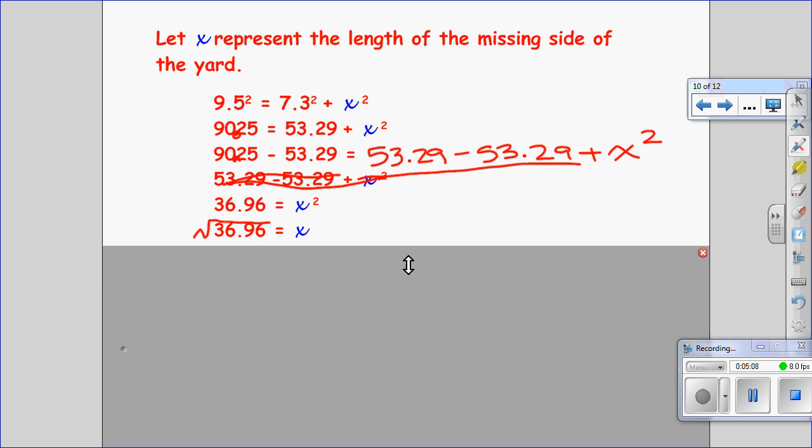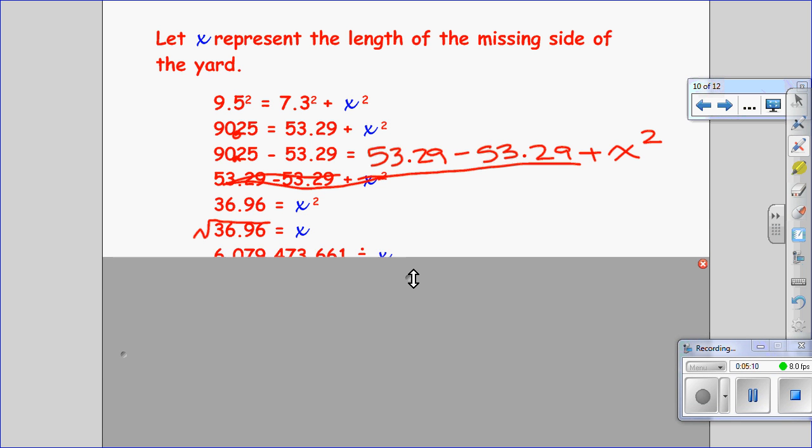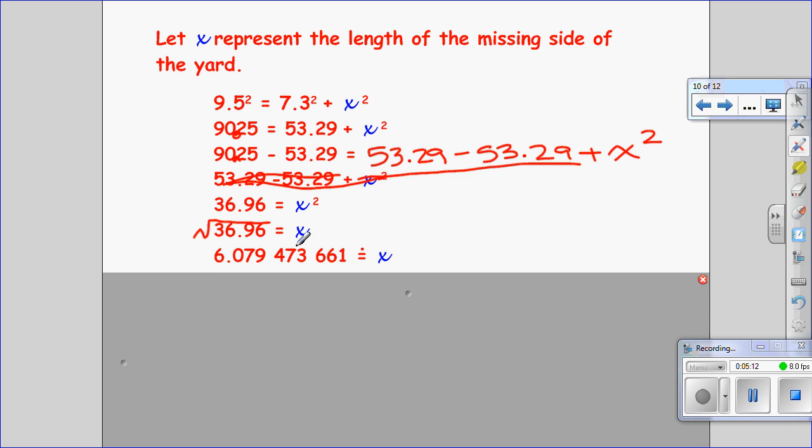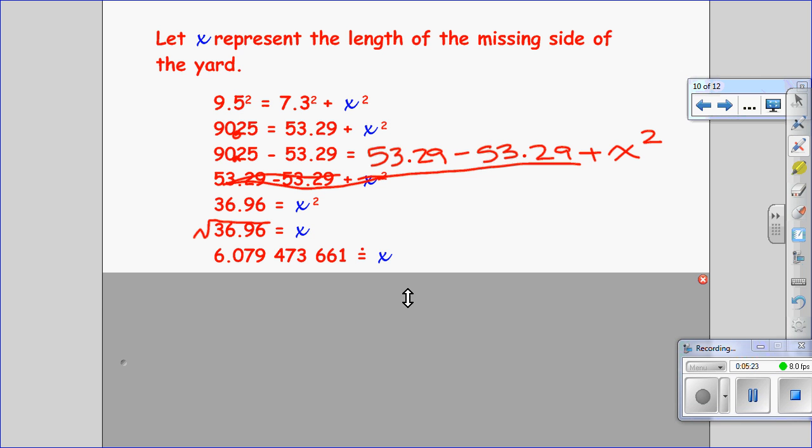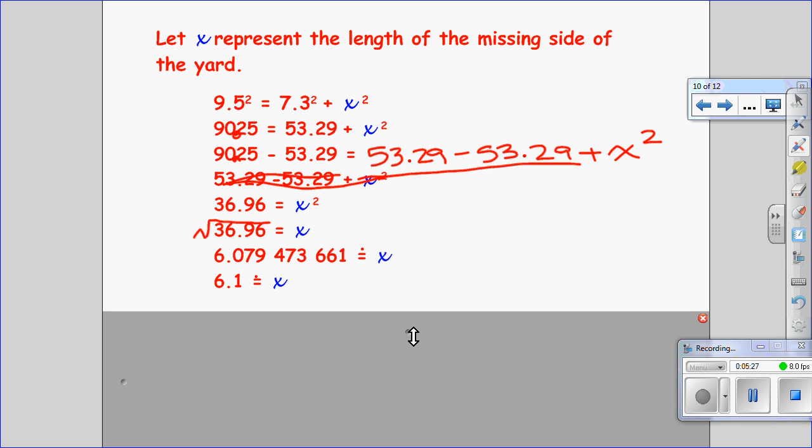And I have to square root both sides to solve for x. And once I do that, I get this lovely number here, and I put my approximately equal to sign because it's a rounded number. And I have to go back to my question. It didn't tell me to round to a certain place, but I am looking for fencing. So really, it's 6.1. But I really should round that up to 7 because I'm looking for fencing. I probably have to round it up to the next foot. So we're not following proper rounding rules in this scenario here.